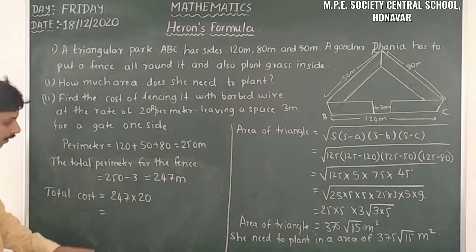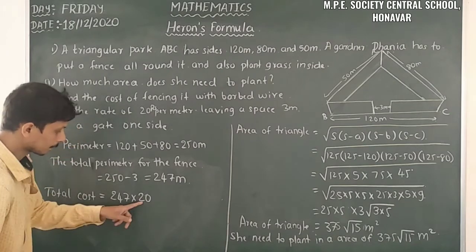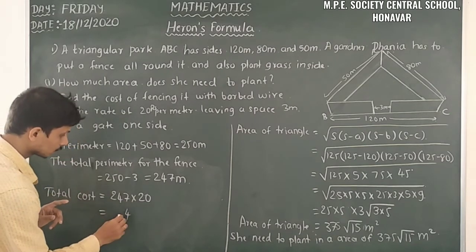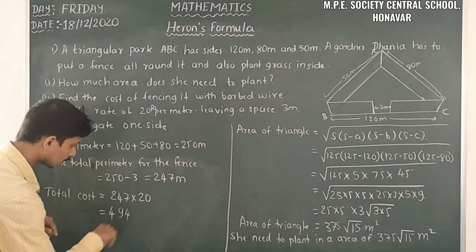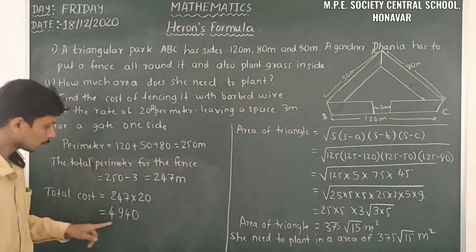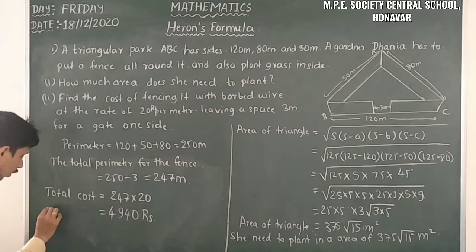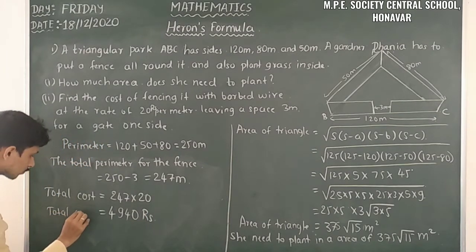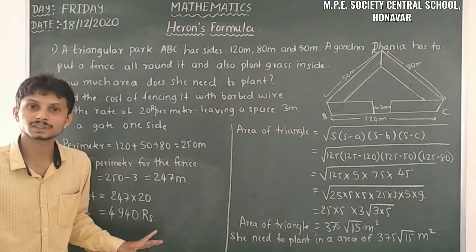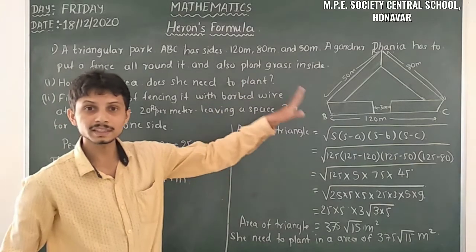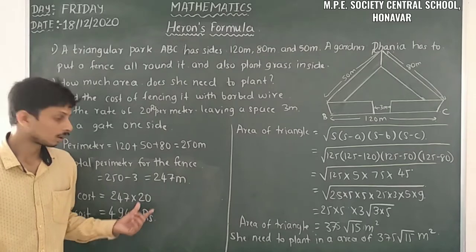So what's the answer here? So 4 and 1 remains 9 and 4 and 0, we have 4940 rupees. So total cost is equal to 4940 rupees. That means, to do the fencing it needs 4940 rupees here.